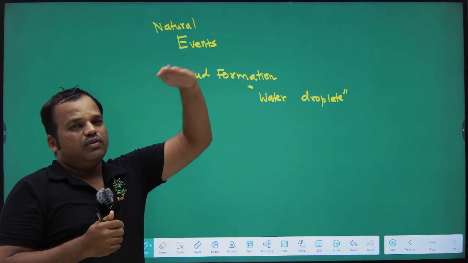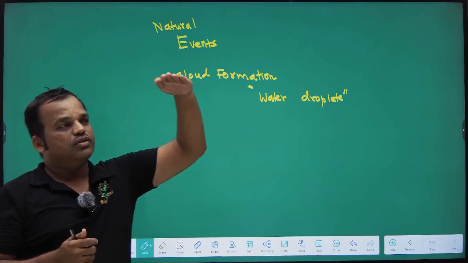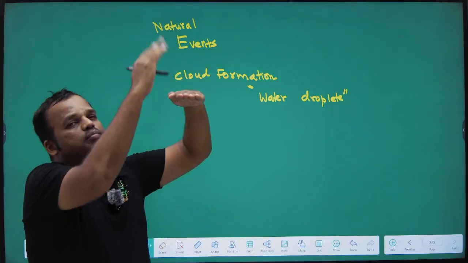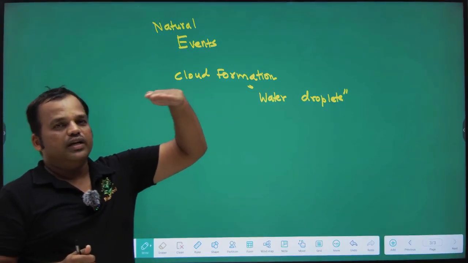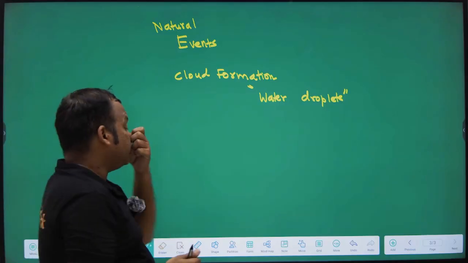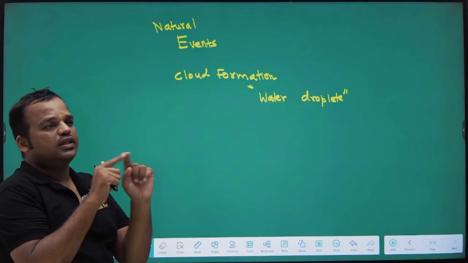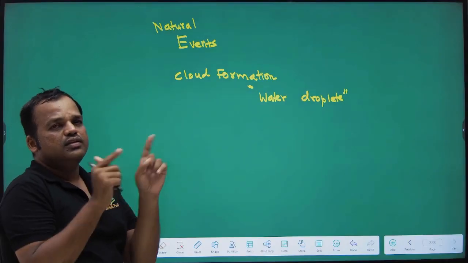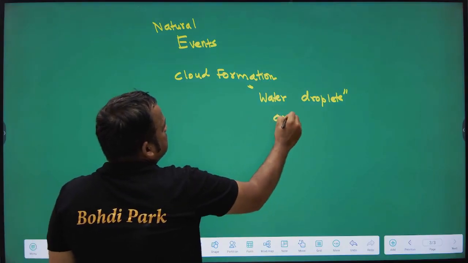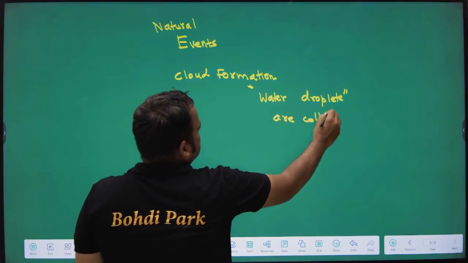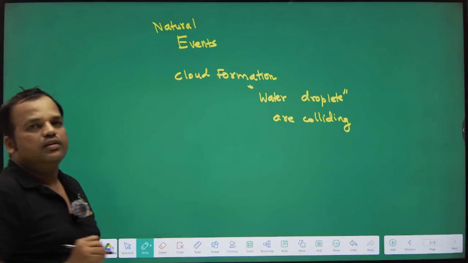So at one point they come to stationary, because they cannot go further up, and gravity is also pulling them. So at that height they settle, but still they are moving. They are moving horizontally, sometimes vertically, so the water droplets are colliding.